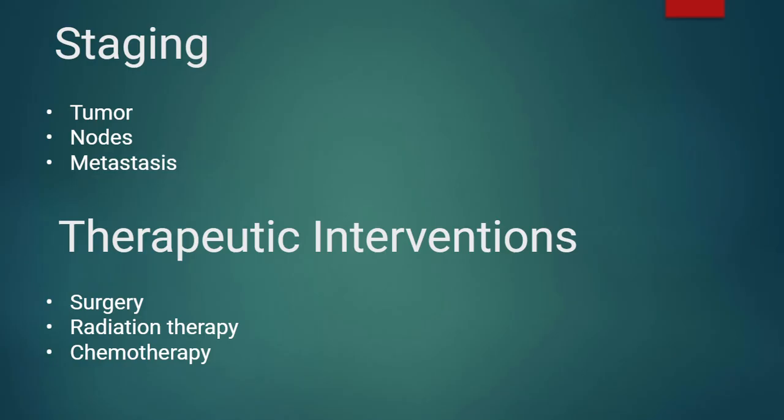Finally, we have chemotherapy. This uses powerful drugs to target cells that divide quickly. Because cancer cells divide uncontrollably, chemotherapy can kill them, but it also affects normal, fast-growing cells, which leads to side effects like hair loss and nausea. So in summary, staging tells us how far the cancer has gone, and treatment often combines surgery, radiation, and chemotherapy depending on the type and stage.